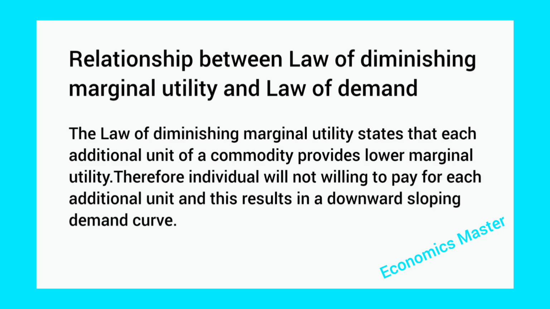What is the relationship between law of diminishing marginal utility and law of demand? We already discussed that each additional unit of a commodity provides lower marginal utility. So, the individual is not willing to pay for each additional unit. So, their demand will be less for that commodity. This results in a downward sloping demand curve.